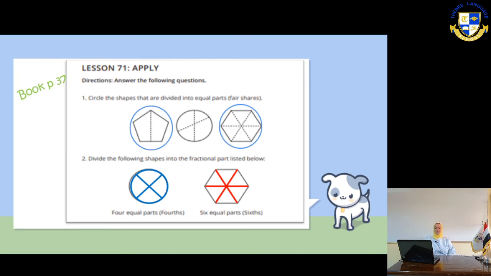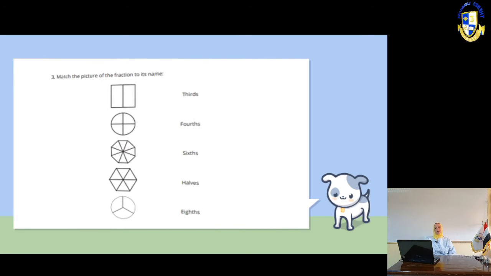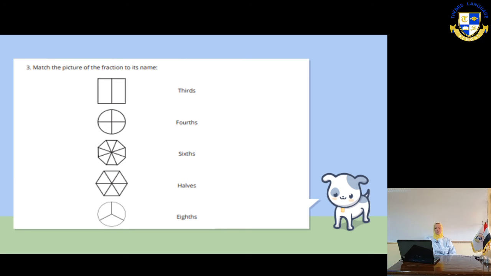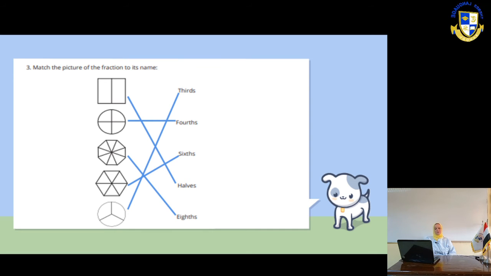Okay, now in the next page, match the pictures of the fraction to its name. The first one is 2 parts. 2 parts are called halves. So we are going to match it with halves. The next is 4 parts, so it will be fourths. The next one is 8 parts, so it will be eighths. The next will be 6 parts, it will be sixths. And the last one will be thirds, 3 parts, so it will be thirds.